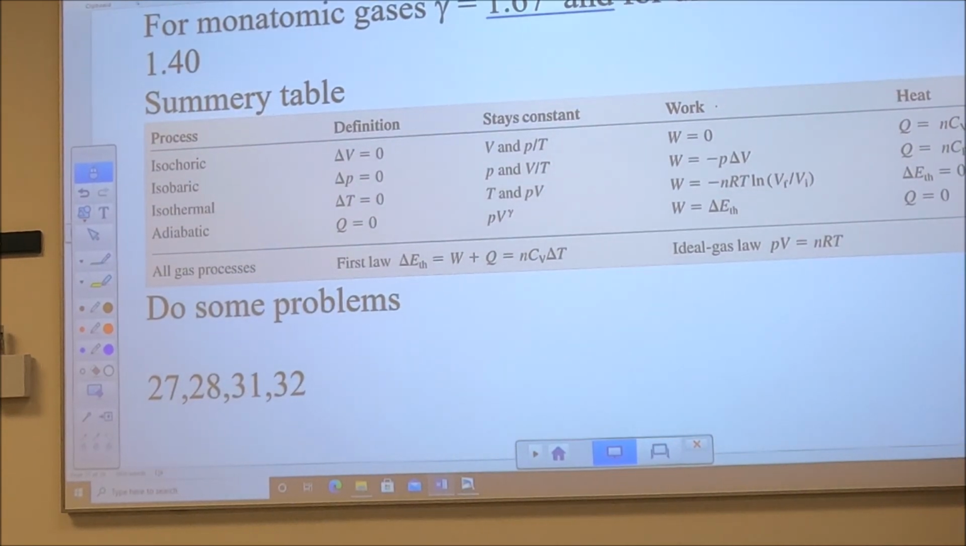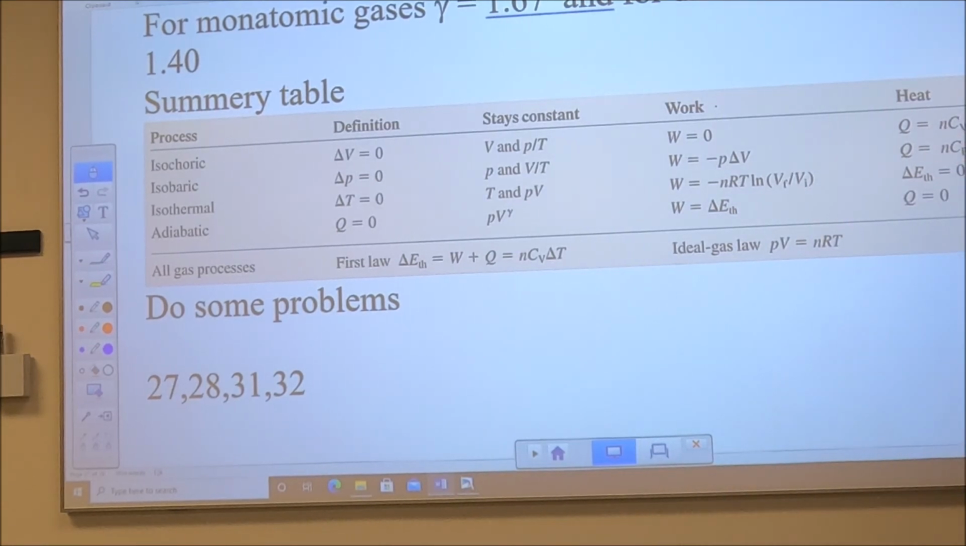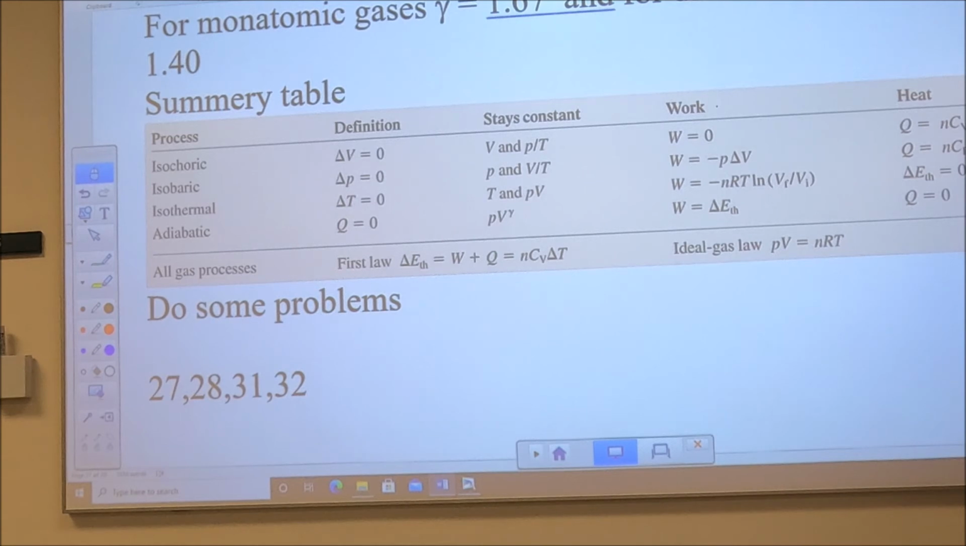So here's a summary table. It says for an isochoric process, change in volume is 0. So volume is held constant. So that means pressure divided by temperature is constant. Work is going to be 0, and all the energy moving out for the gas is in terms of heat, which is n C_V delta T.